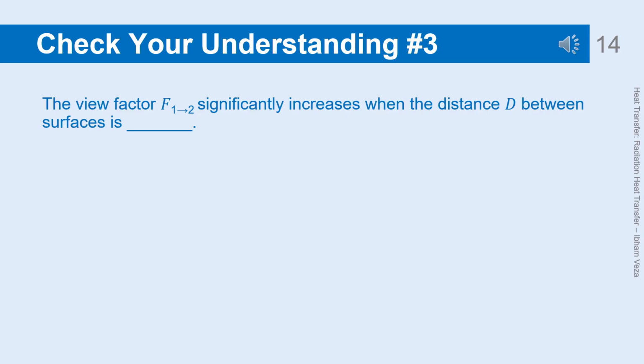Check your understanding. Number 3. This question emphasizes that the separation distance between surfaces has a very strong influence on the view factor. Physically, surfaces that are closer can see each other more. This increases the fraction of radiative energy exchanged. This concept is important in compact system design. Controlling distance is often the most effective way to control radiative heat transfer.